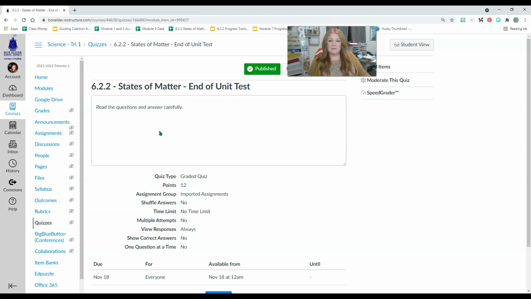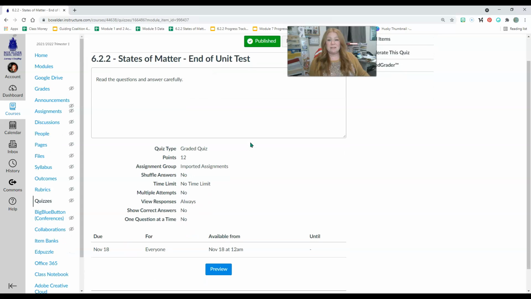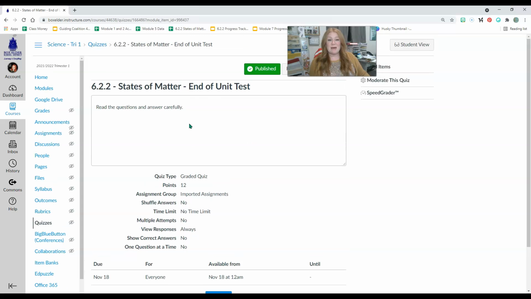So we're going to pause the video. Everybody's standing. We will go ahead and resume that. So pause the video, get to states of matter, end of unit test. Okay, everyone is here at the end of unit states of matter test.